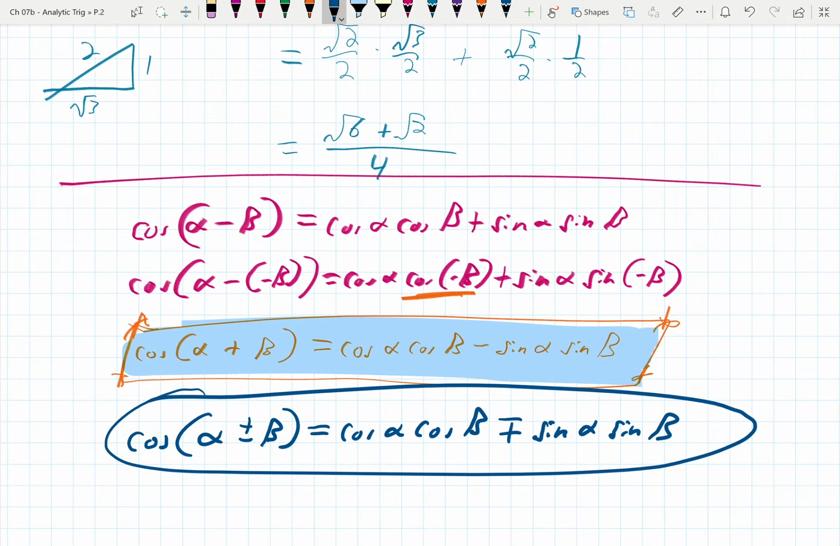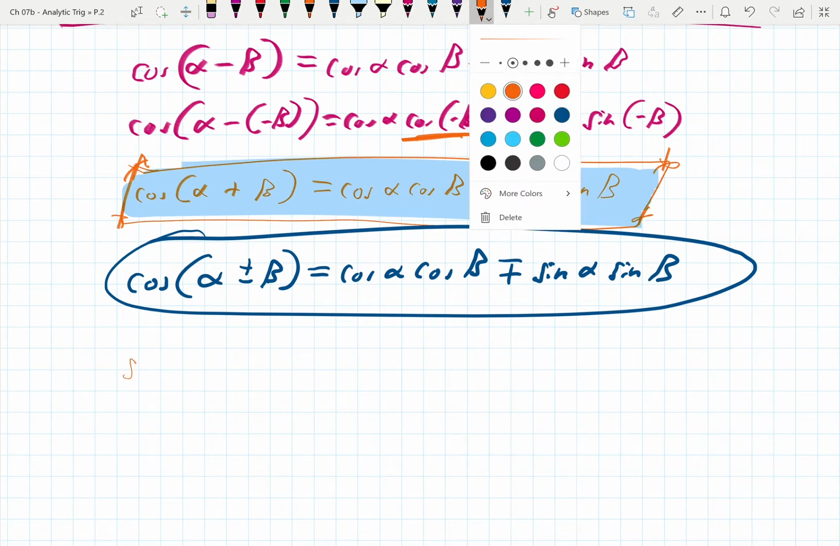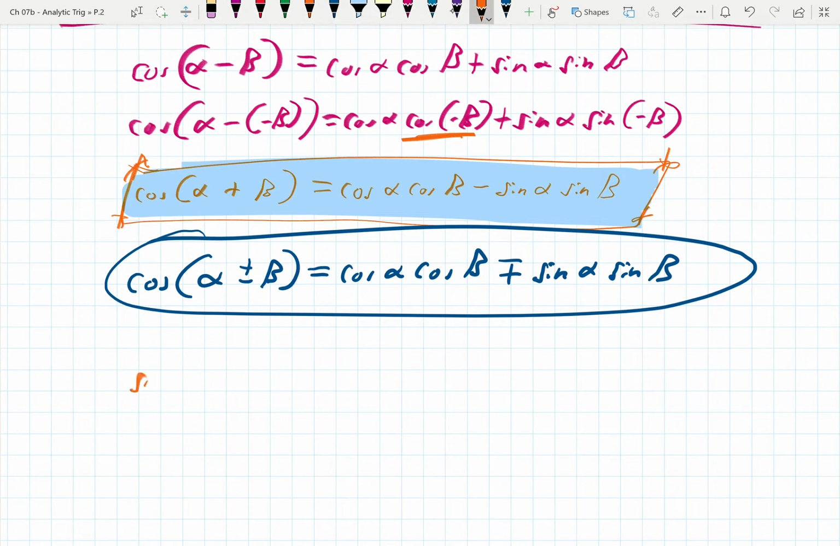Speaking of sine, time permitting, I'm not going to prove this one right now. We have too many other problems to get to, but it's not too hard to derive this one using the cofunction identities, the pi over 2 minus. Let's do the sine ones.